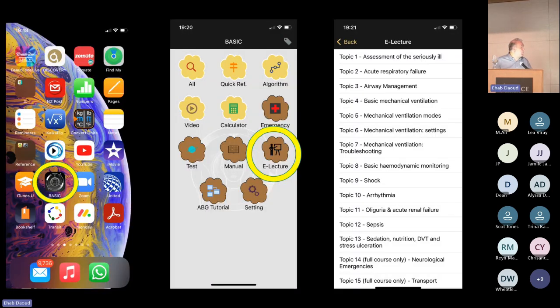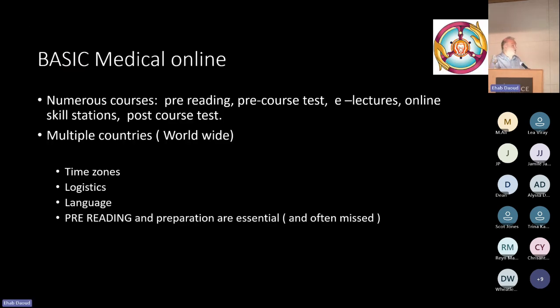We now have an app. Technology is fantastic because just before COVID started, we managed to develop an app, which you can see the home screen for here, and that allows us to give all the e-lectures. It's helped us a lot during COVID because we could deliver all the e-lectures as taped lectures, and therefore deliver our course largely online. We can do a medical online course completely, which drove us nuts during COVID, but with the numerous courses, the important thing was to get the candidates to pre-read the material, do the pre-course test, and be engaged with the material before we spoke to them.